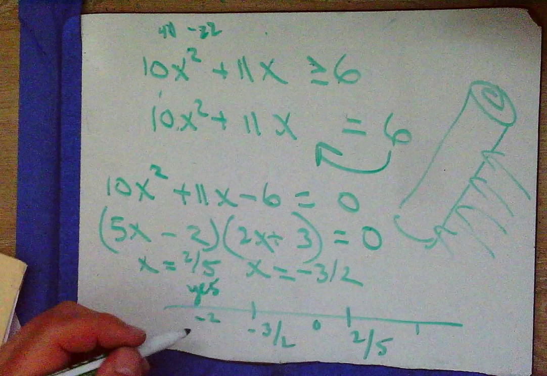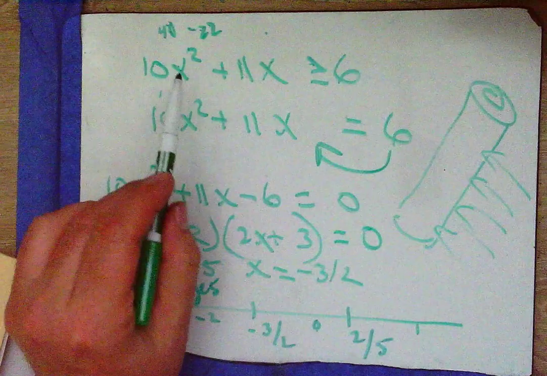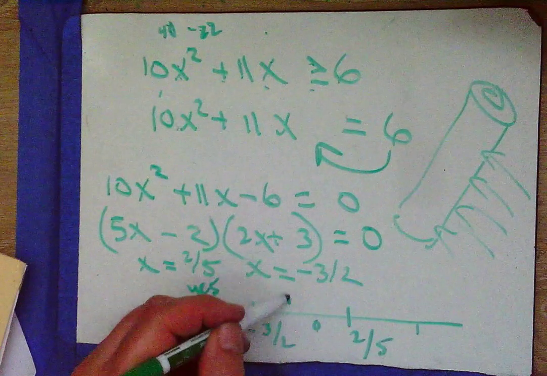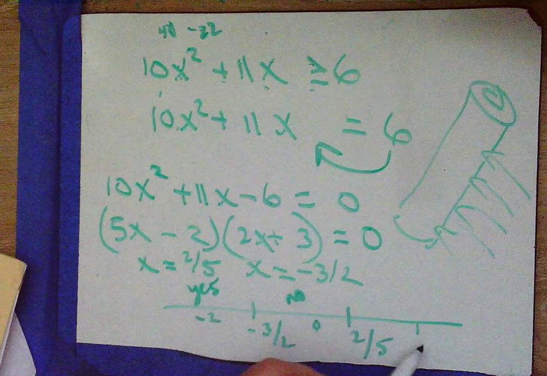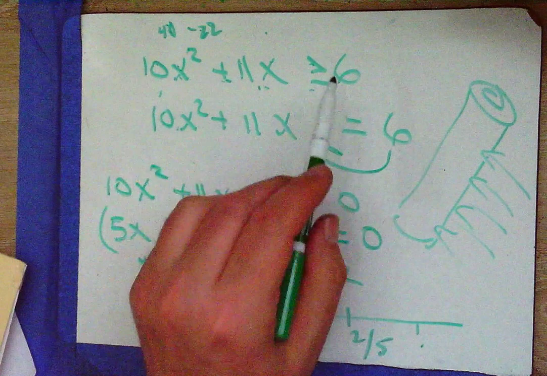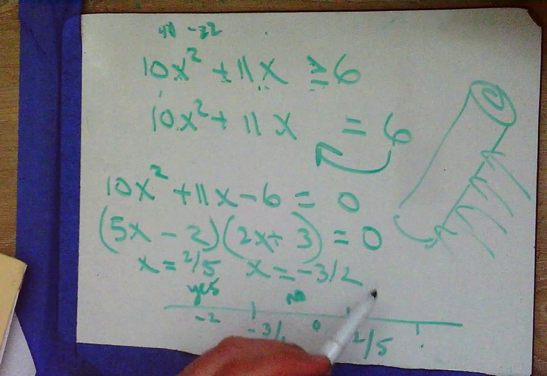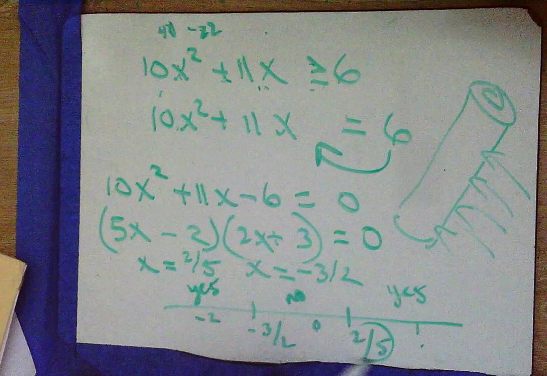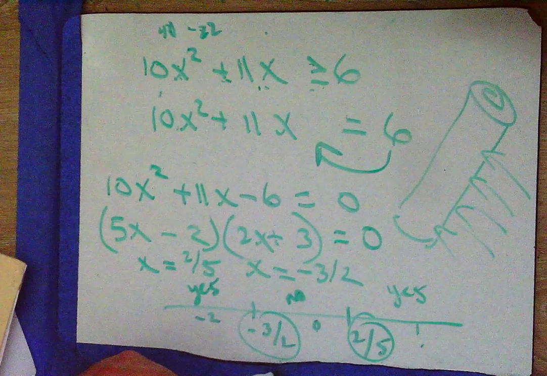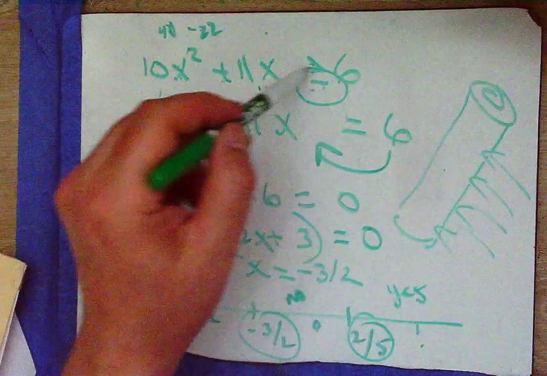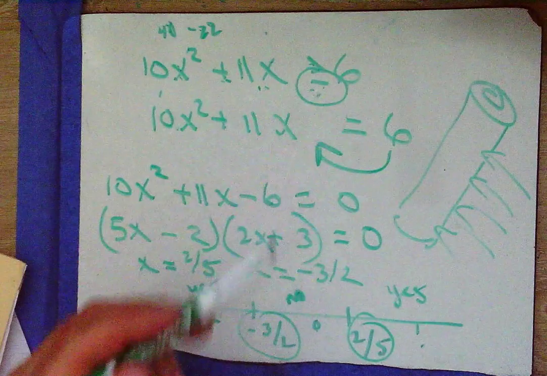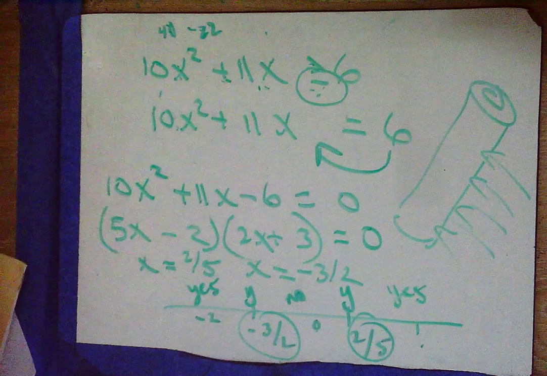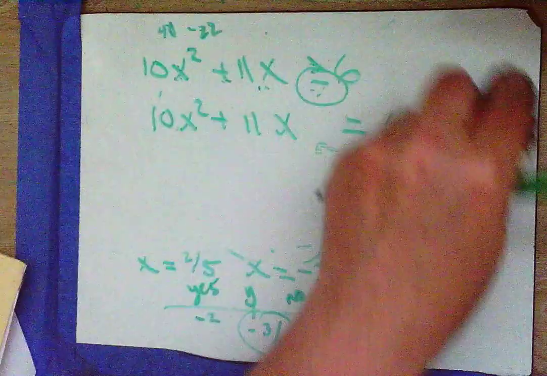Yep. What about 0? So then I'm going to add 0 plus 0. Is that greater than or equal to 6? No. And if I plug in a 1, I'm going to get 10 plus 11 is 21. Is that greater than or equal to 6? Yes. And you know what else are yeses? 2/5 and -3/2 are both going to be yeses. And I can either test the points or I can see could be equal to, and so those are included as well. So what's my solution going to be here?